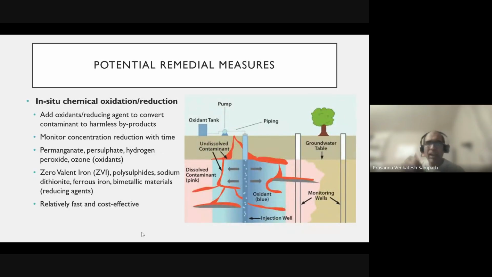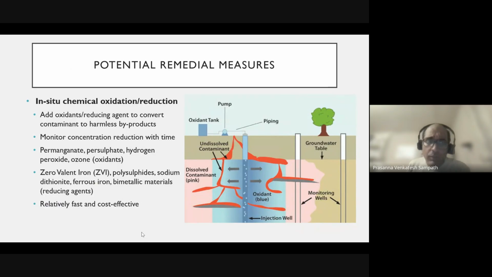I'll just discuss a few potential ways in which this contamination can be cleaned up. There are many different ways, and this is just a brief list of maybe 5 or 6 different methods that can be used to clean up this kind of contamination. These methods also vary from place to place, depending on the local conditions and the type of contamination. You'll have to use a different method.